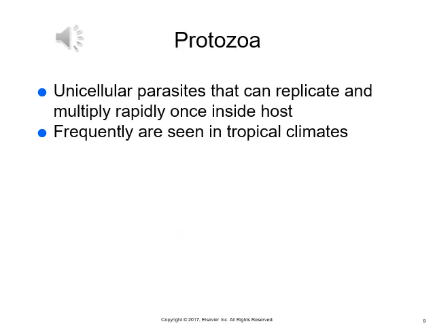Protozoa are unicellular parasites that can replicate and multiply rapidly once inside a host. Some examples of diseases caused by protozoa are Giardia and malaria. Frequently, we see diseases caused by protozoa in areas of tropical climates. This is because there are high numbers of insects that can act as vectors.